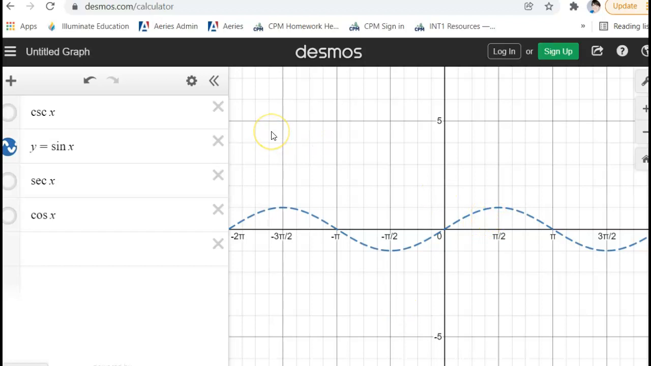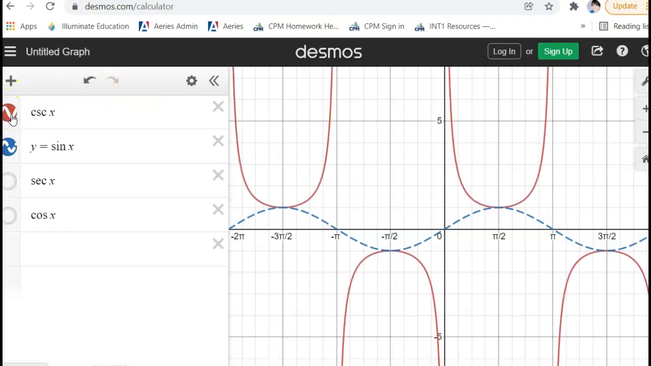Okay, so how is secant related to this? Well, remember secant is the reciprocal of sine. So notice that there are little U shapes kind of at the highs and lows points of our graph. And then notice that your graph looks like it's approaching some asymptotes. And these asymptotes are actually very, very important.